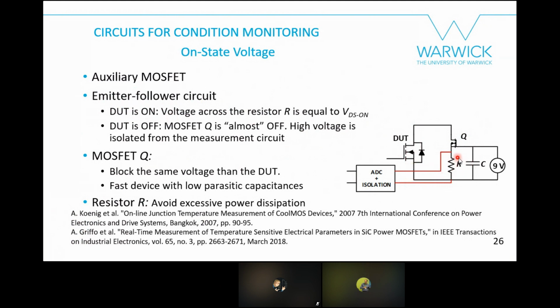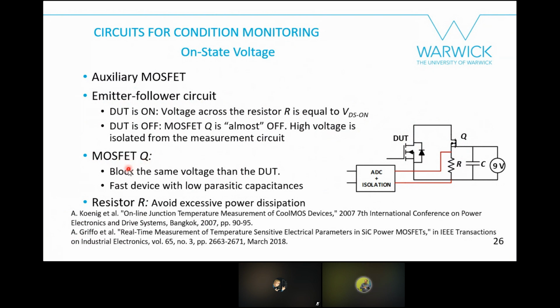So what happens when the device under test is on? The voltage across this resistance is equal to the on-state voltage of the device under test. And when the device under test is off, this MOSFET is almost off, as reported there. And the high voltage is going to be isolated from the measurement circuit. You're going to measure a voltage equal to 9 volts minus the threshold voltage that is on the resistance.